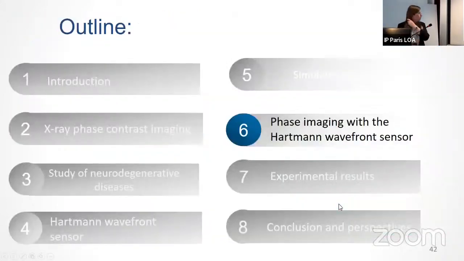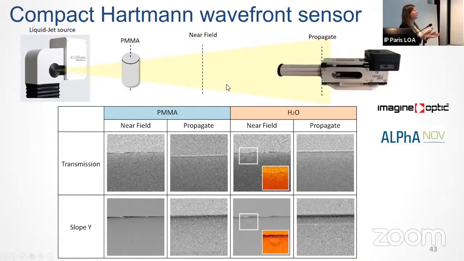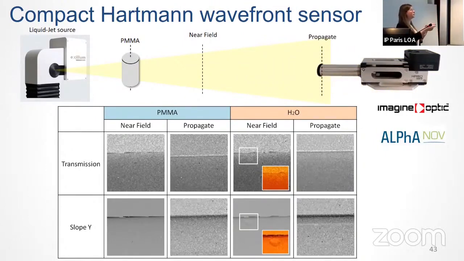Now I will present the results that we obtained using the Hartmann wavefront sensor on phase imaging. In this experiment, we used a compact Hartmann sensor from Imagine Optic, and what we want to look at is the effect of propagation from the sample to the Hartmann sensor. So we took an image in what we call the near field, so close to the sample, and then we moved the detector further and acquired one image in what we call, in this case, the propagated field.